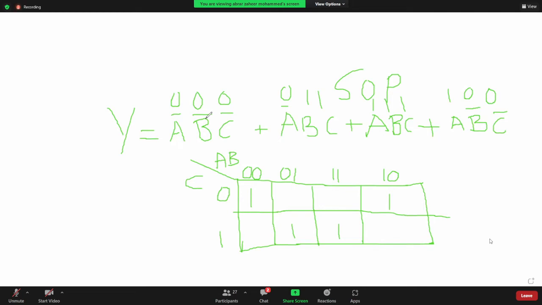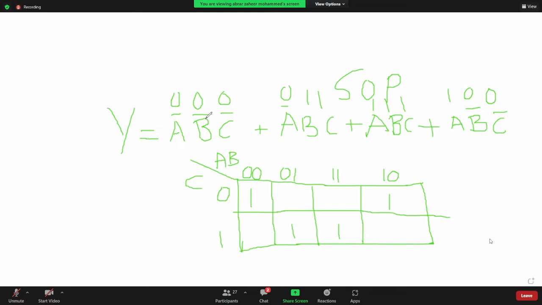Means for these product terms, we have to write down the 1. Understood or not? So for the SOP, that is sum of products, for these product terms the value is 1. Means if you take this 0, 0, 0, this means A bar, B bar and C bar. So 0 bar will be 1, 1, 1. So this will become 1.